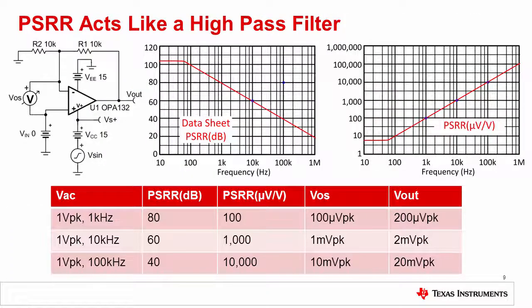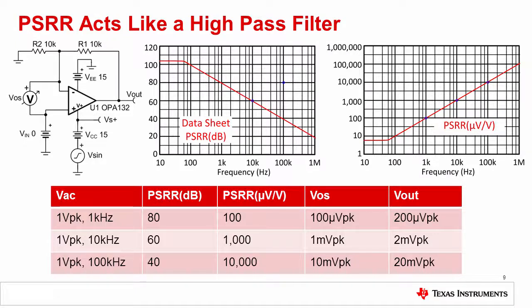Let's take a closer look at the AC PSRR curve. The key point here is that the PSRR curve is a rejection and not a gain curve. You might look at the PSRR graph and think that it is a low-pass filter. In fact, if you draw the PSRR curve as a gain in microvolts per volt rather than a rejection in dB, you see that it is actually a high-pass filter. In other words, the offset error will increase for higher frequencies.